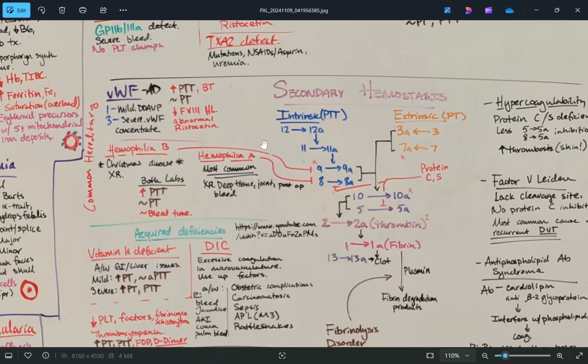Moving on to acquired secondary hemostasis. We have our vitamin K deficits, which is involved with factors 2, 10, 7, and 9. So 2, 7, 9, 10. It's often associated with GI and liver issues. If you have a mild deficit, then you'll have an increased prothrombin time, but a normal aPTT. But if it's severe, then both will be increased. Treat with vitamin K.